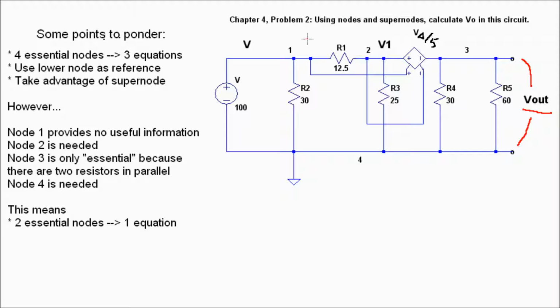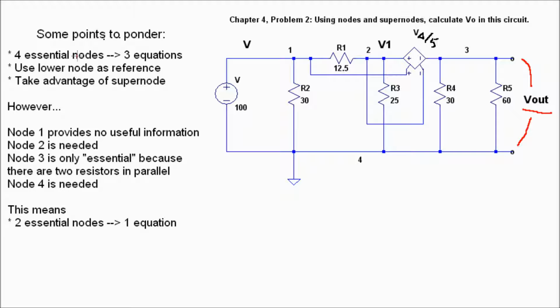So it's counting the nodes. We have one node over here. This is node 2, node 3, and node 4. But we're going to use the essential nodes here. Those are most important. Essential nodes are the nodes that have 3 or more devices connected to them. So all 4 of these are essential nodes by definition.